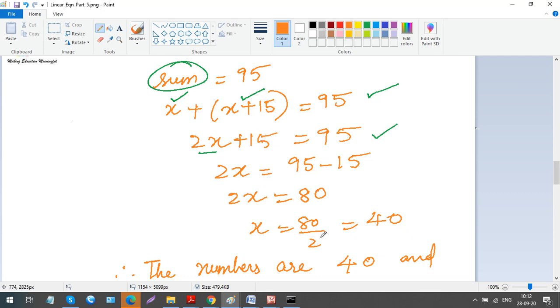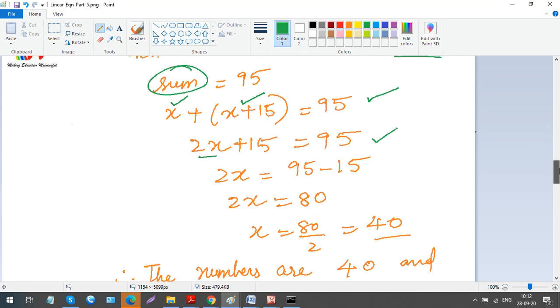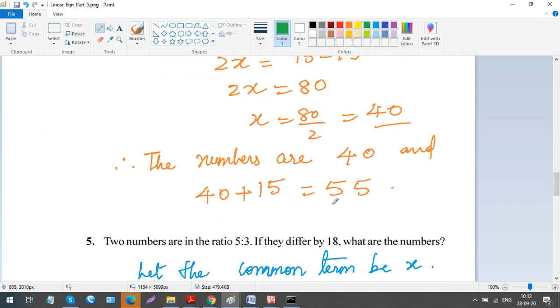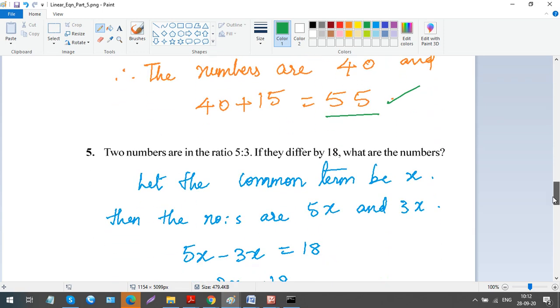Okay. So one number is 40. What about the other number? The other number is supposed to be x plus 15, right? So you do 40 plus 15, which is 55. Okay, so these are the numbers. Understood? Okay. Now come to the next question.